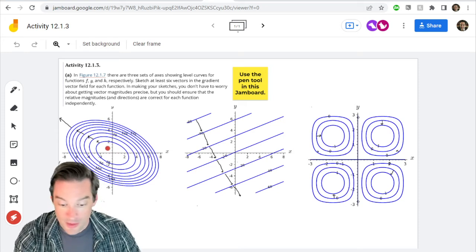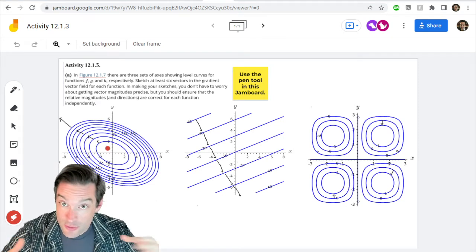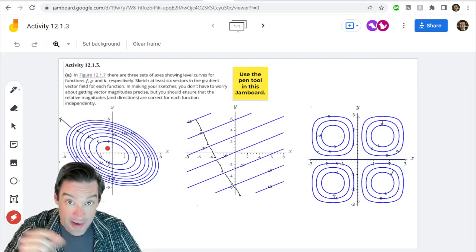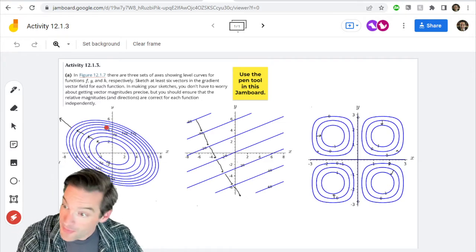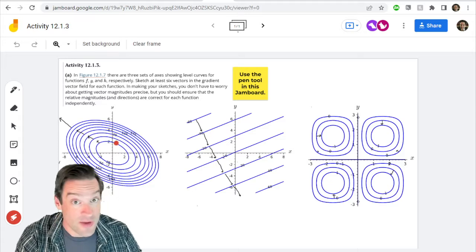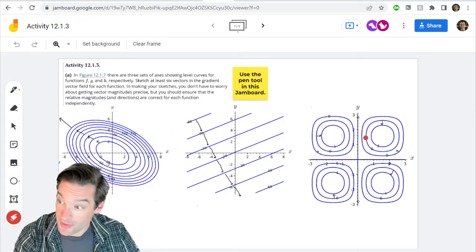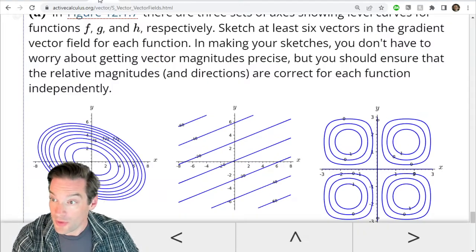So wide spaces between contours means very short gradient vectors. Close together contours means very long gradient vectors. And always those gradient vectors are perpendicular to the contours, as in each of these three examples that you just sketched. So what comes next?